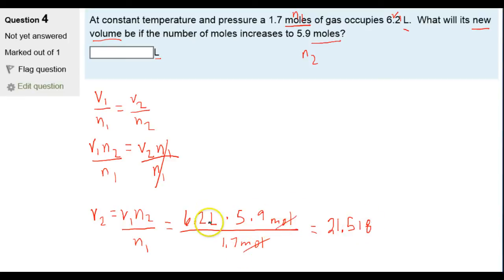Moles will cancel out, leaving you with liters. So the final volume of this gas is going to be 21.518 liters. Does this answer make sense?